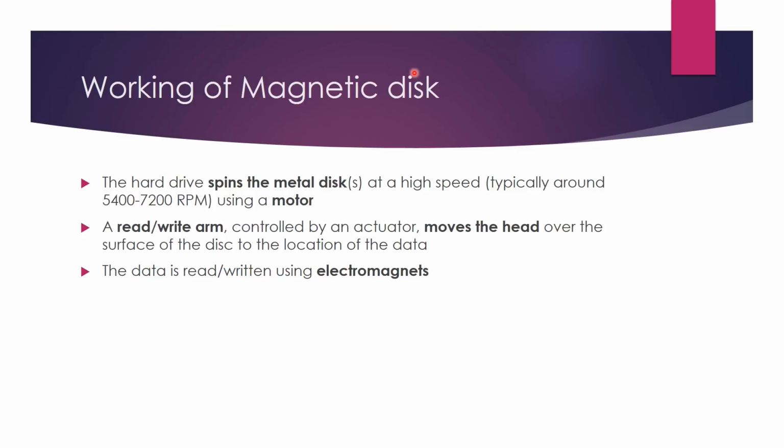Working of magnetic disk. Magnetic disk basically works like that. The hard drive spins the metal disk at a high speed, typically around 54 to 72 RPM, using a motor. A read-write arm controlled by an actuator moves the head over the surface of the disk to the location of the data. The data is read or written using electromagnetics.